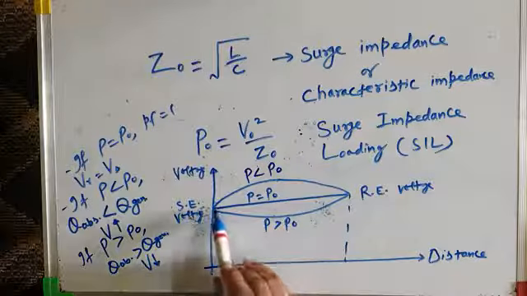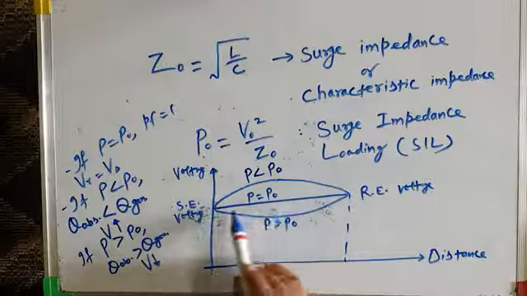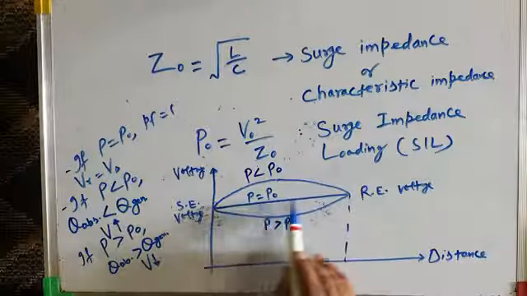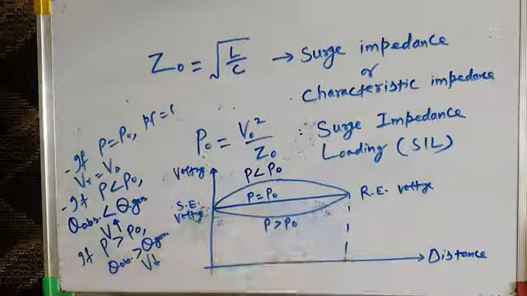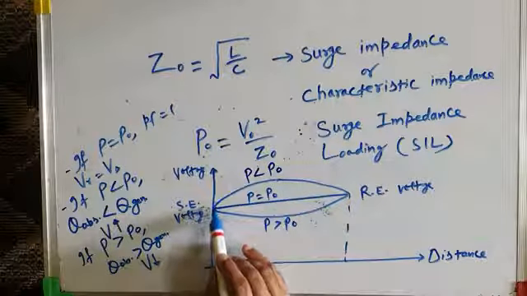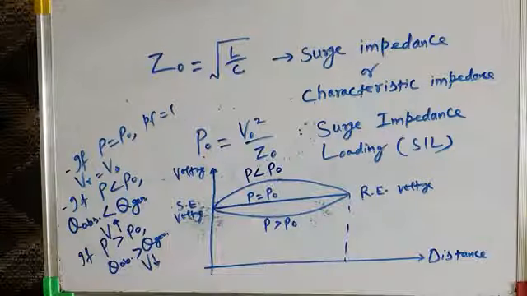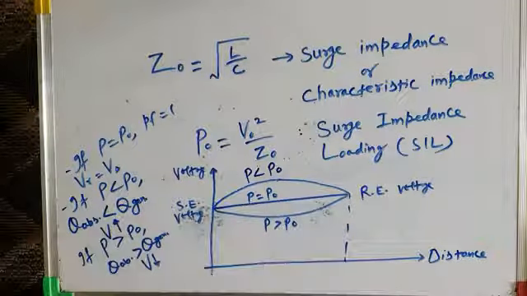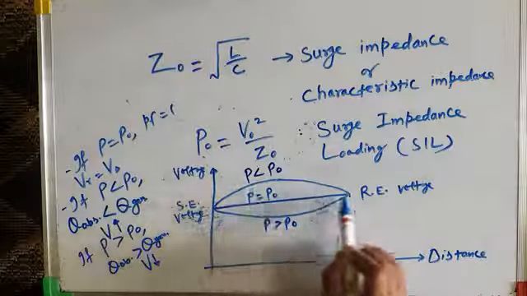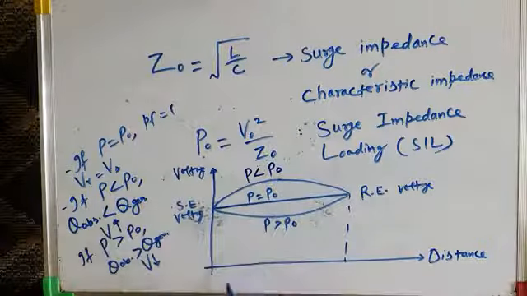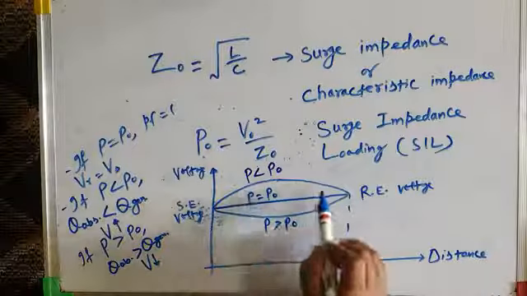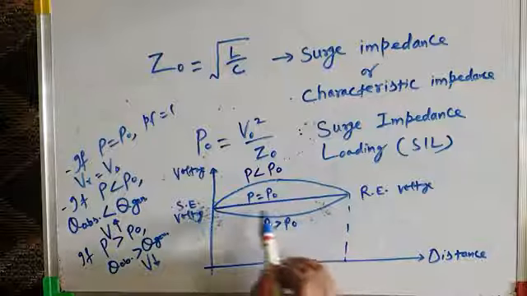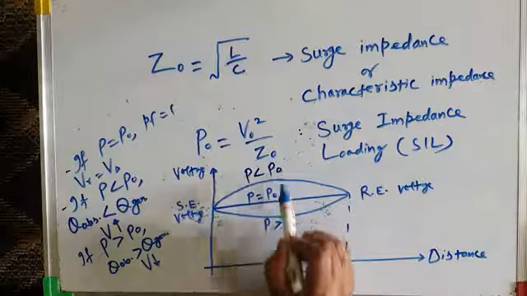So if the loading of the transmission line, power carried by the transmission line, is equal to P naught, which is surge impedance loading, the power factor is unity and there is no drop in the voltage. This is the ideal situation, and we would like our transmission network to behave like this. Although it will not be exactly like this, we can make it follow this pattern. If P is less than P naught, then voltage will increase along with the distance. If P is greater than P naught, voltage will decrease. Okay, so this is for P equal to P naught, this for P less than P naught, this for P greater than P naught.